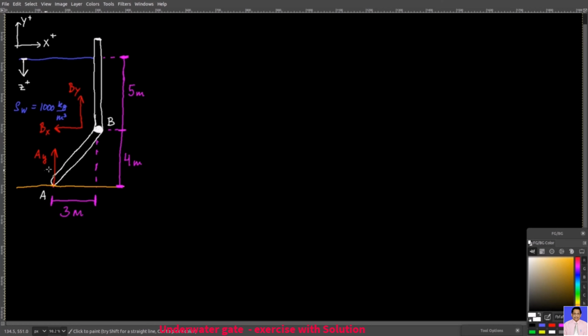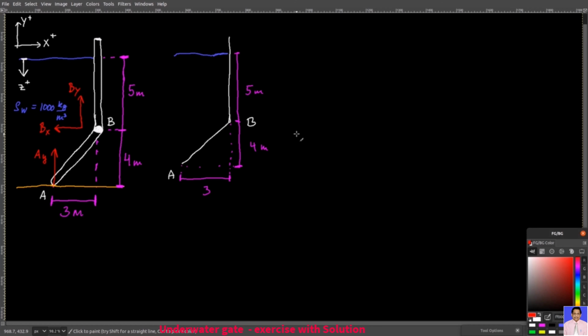Let's now find the reactions AY, BX, and BY. For that, we first need to know the fluid pressure that is exerted on the gate AB. The magnitude of that fluid pressure depends on the depth of water. Its pressure equals the density of water times g times the depth. In other words, it's 1000 times g times z, and that's of course in pascals.